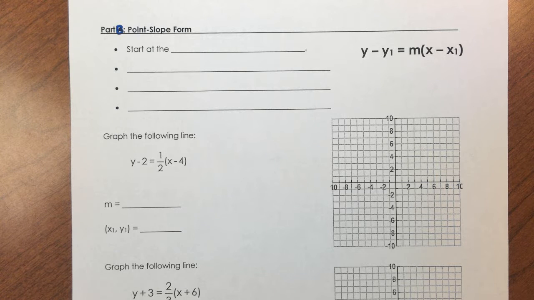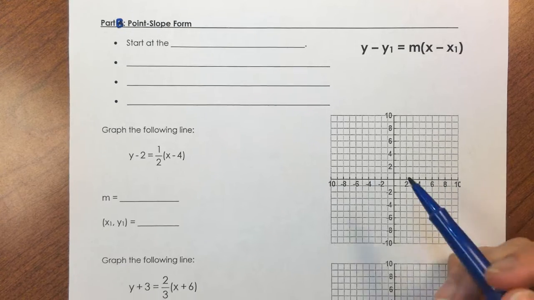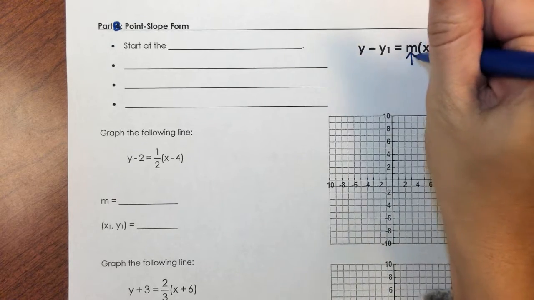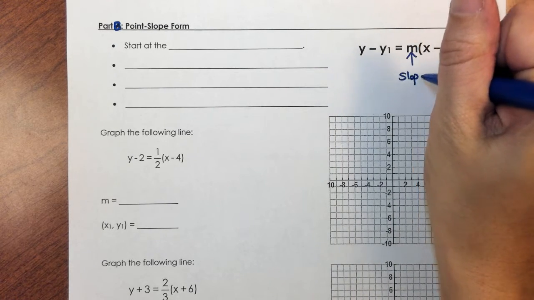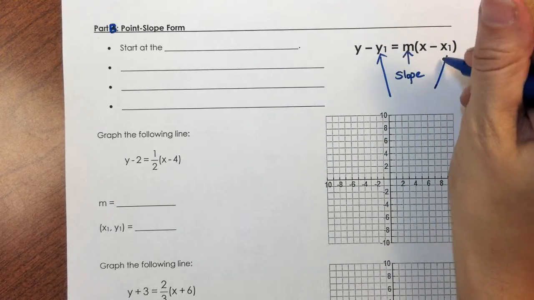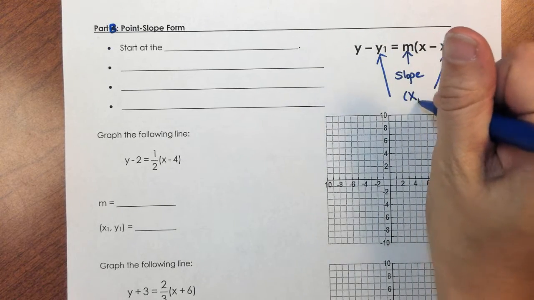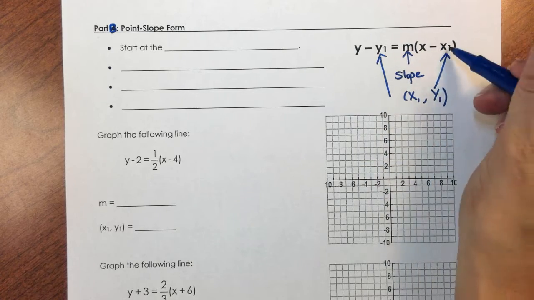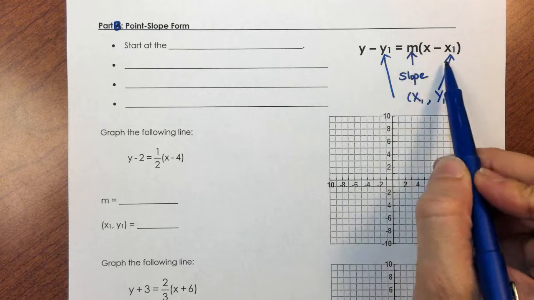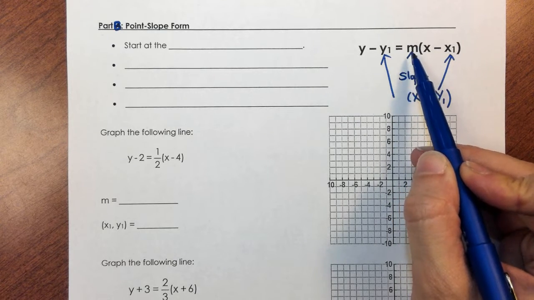Okay, partner B, you're going to teach partner A how to graph a line using point-slope form. Over here to the side is our formula for point-slope form. So we should know at this point that m stands for the slope. But what's different here is we have an x1 and a y1. So x1 and y1 are two numbers that make a point. This is why it's called point-slope form, because you have a point and you've got your slope.